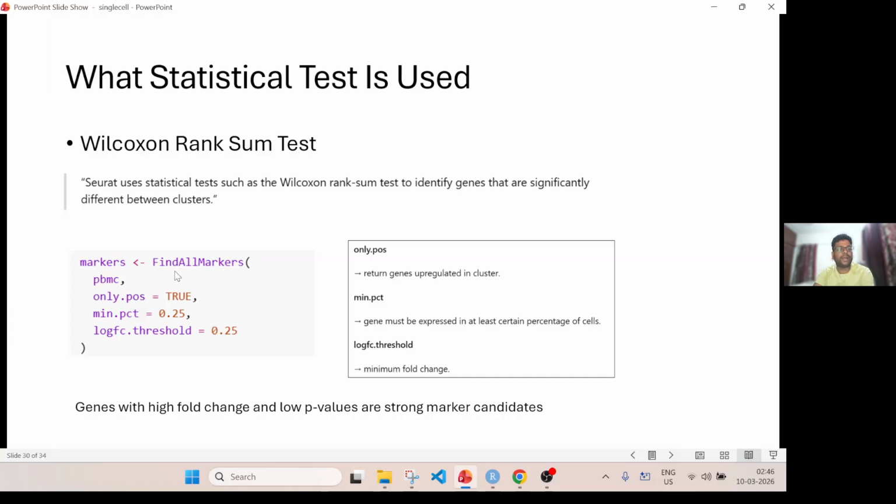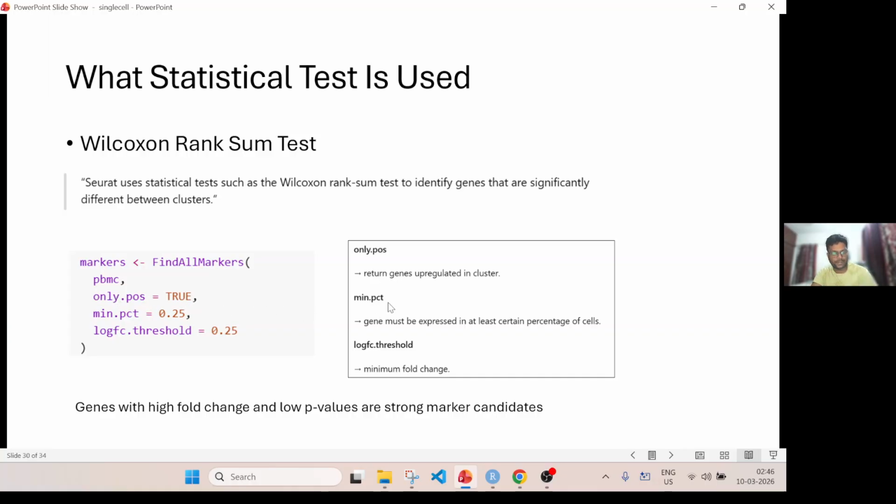And as I said, we have a function called FindAllMarkers. Here you pass your data, and there are some other filtering criteria, like if you want to say, do the differential expression but only give me the positive markers. That means whichever genes are overexpressed in my cluster, whereas in the rest, the other group, they are less expressed, so only give those. So that's what you specify: only.pos equal to TRUE.